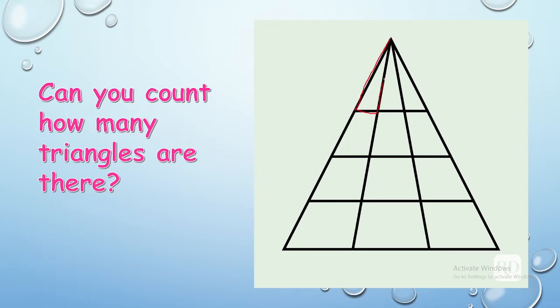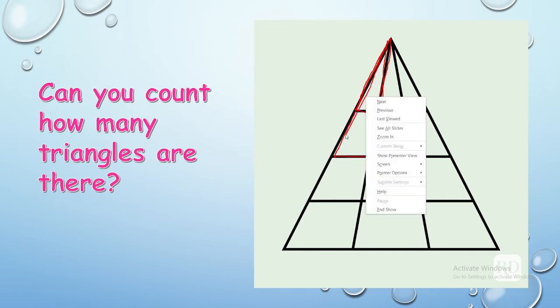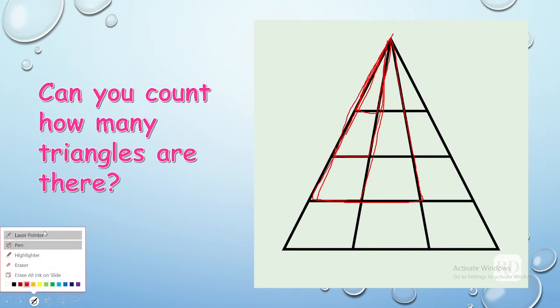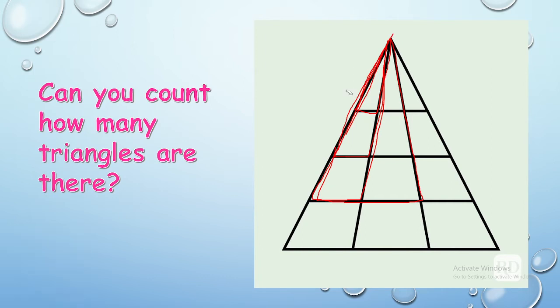This one is a triangle, right? But if you get two like this one is also a triangle, right? When you get up to here, this one is also a triangle. And if you get like this one is also a triangle. There are many ways to make triangles using this one. Not just three. There's more, a lot more.